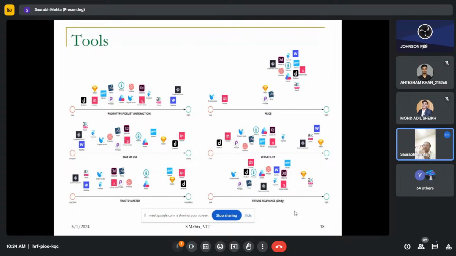So similar to that, for a prototype, you have different tools. Many tools are free of charge. Many tools are paid, but it's okay. Just for example, if you wanted to design some posters and other things, you are going to use Canva. Now in Canva free, you will have limited access, but if you purchase it, you will get many templates, many different options available to you, right? So time to master, future relevance, versatility, price. So many different tools are available.